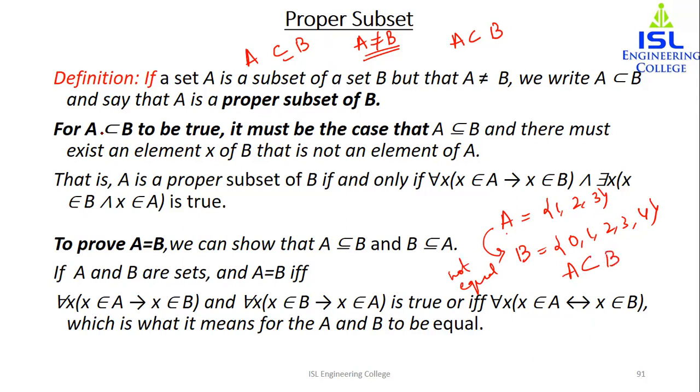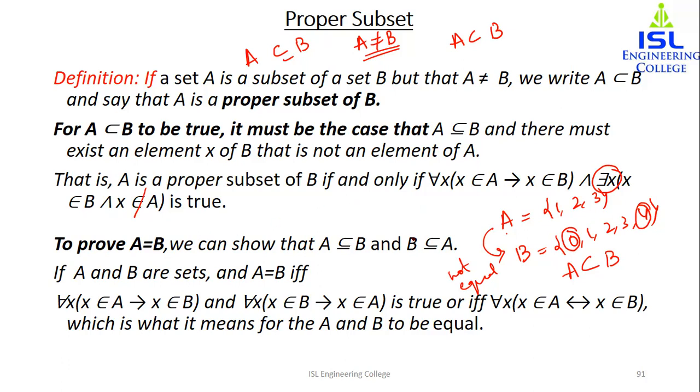For A to be a proper subset of B, it must be the case that A is a subset of B and there must be an element in B which is not in A. So over here 0 and 4 are the elements which are in B but not in A. Okay. So if you notice the quantification, we write x belongs to A, then x belongs to B, and there is some element which is in B and which is not in A. So over here we have to write it as not. This is a misprint.